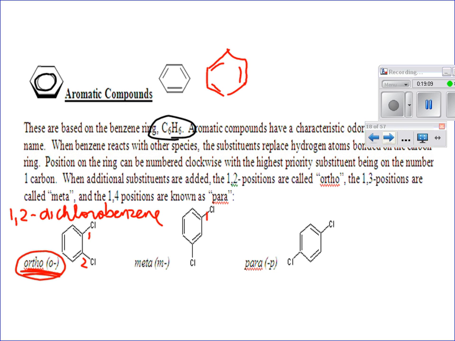If they're on 1 and 3, if they're 2 apart, they're called meta, and if they're as far apart as they can be, they're called para. So it would replace the numbers, is what it does. Okay? This is only good for benzene. You can't do cyclohexane or cyclo something else and say, oh, they're on 1, 2, so that's an ortho. No, it's only benzene, okay? Don't try to be putting it everywhere else.